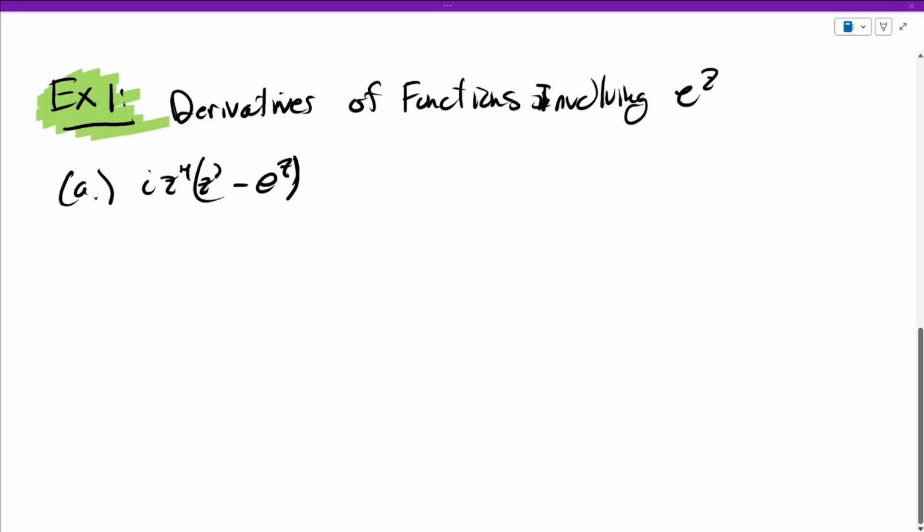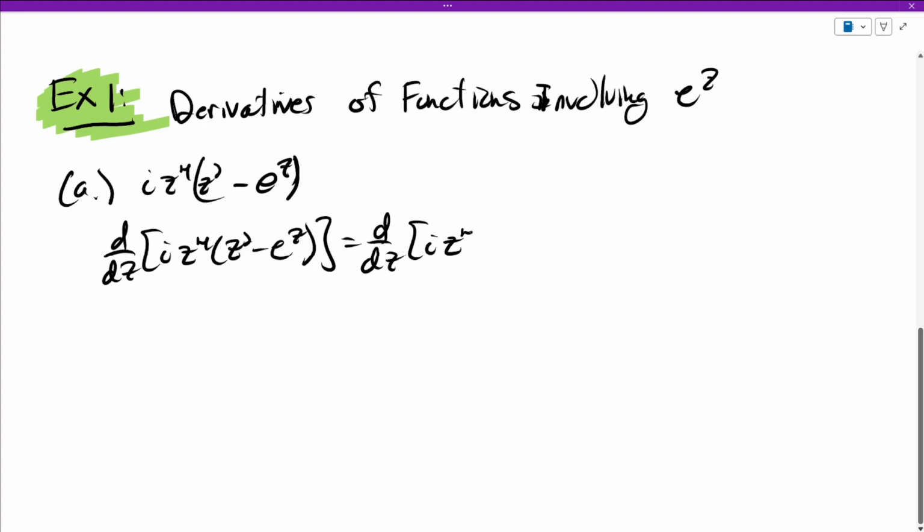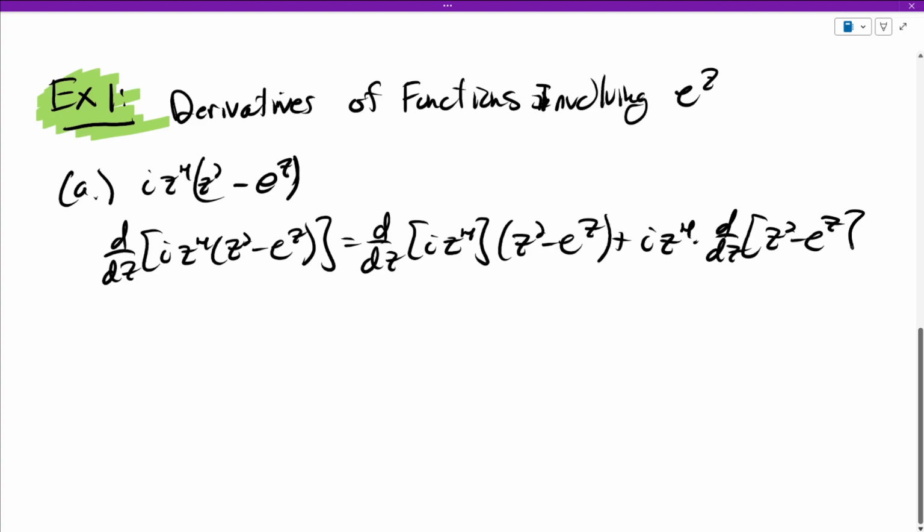We're going to do some quick examples of some differentiation involving the exponential function. So our first function here is i times z to the fourth times the quantity z squared minus e to the z. So if we differentiate that, we need to use the product rule. The product rule is going to tell us it's the derivative of iz to the fourth times z squared minus e to the z plus iz to the fourth times the derivative of z squared minus e to the z.